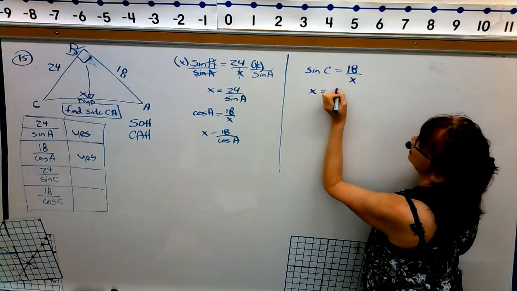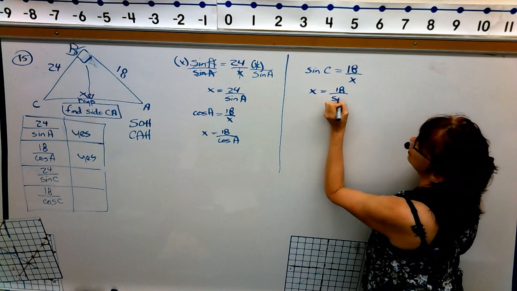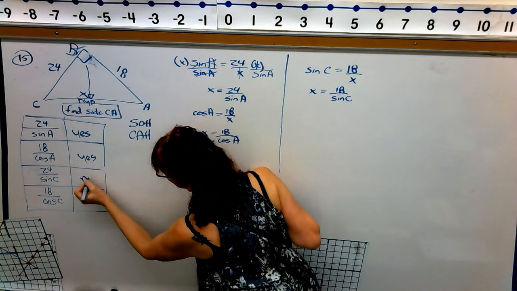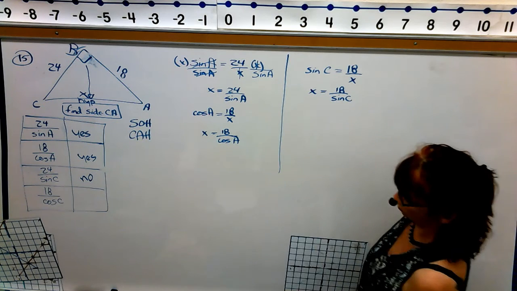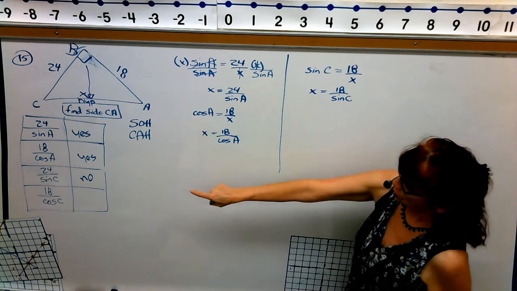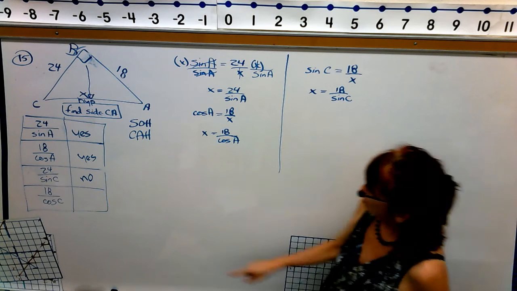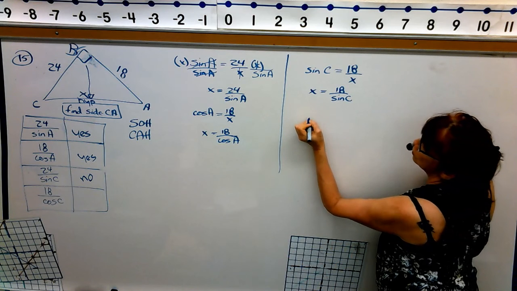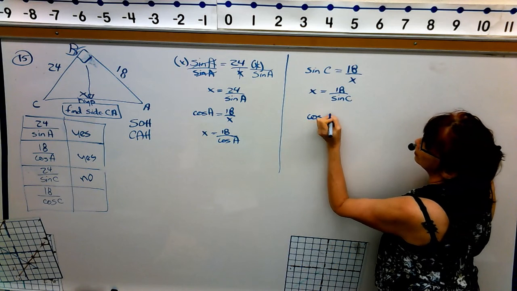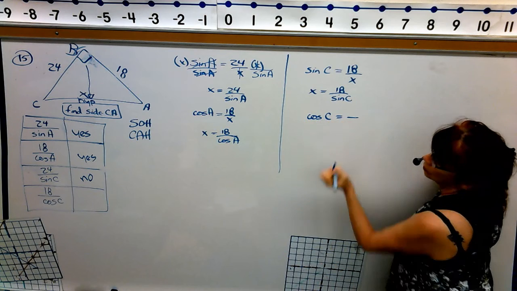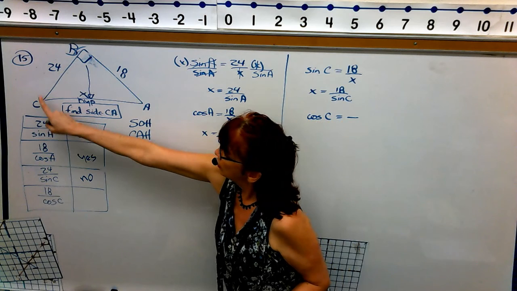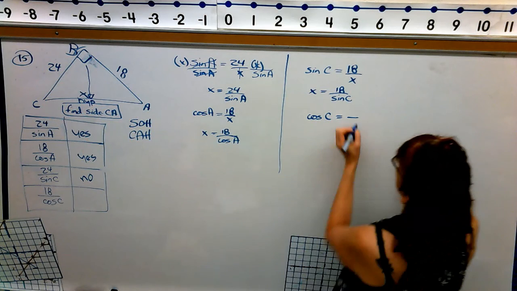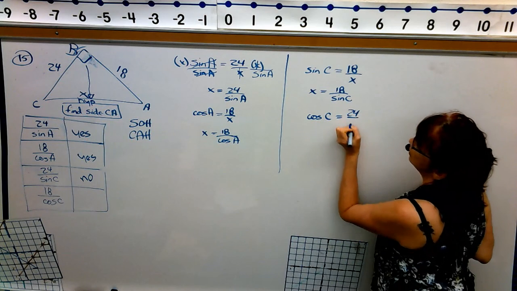I bet that one's going to be wrong too. If I do cosine of C, the cosine of C is 24, right? This is the adjacent over hypotenuse. 24 over X. So flippity-do, 24 over cosine of C. So yes, yes, no, no.